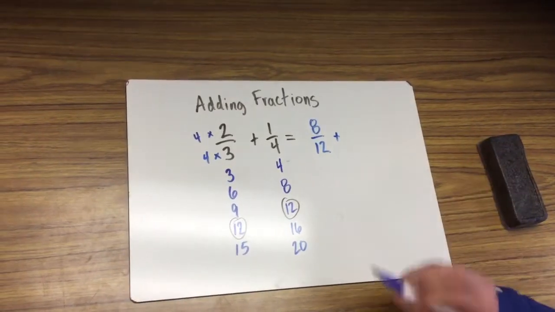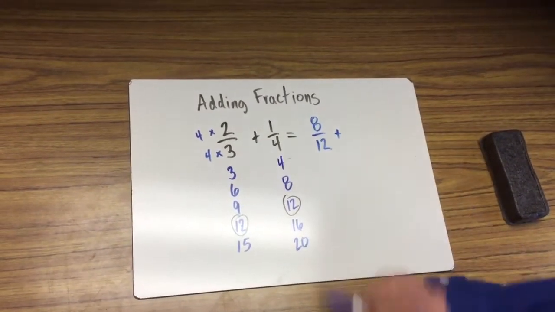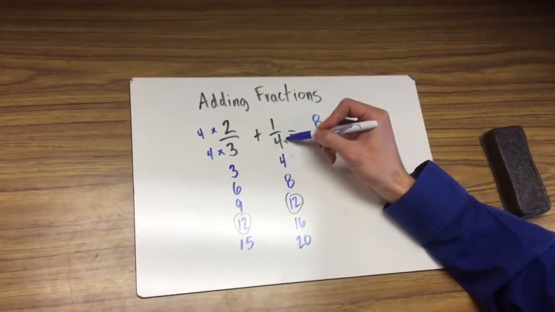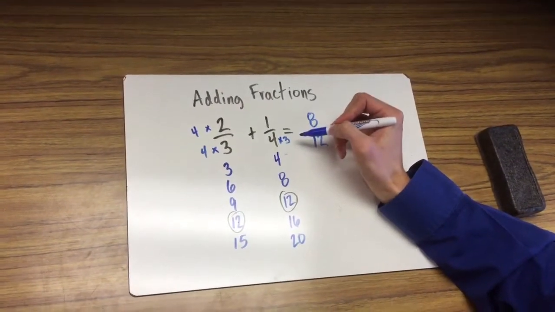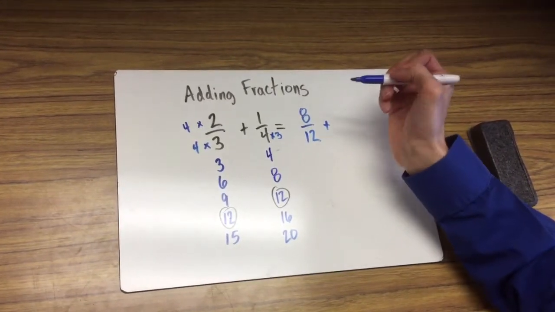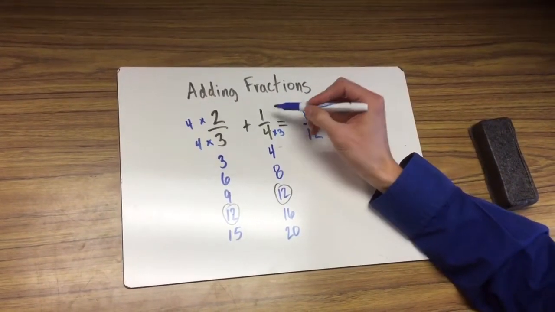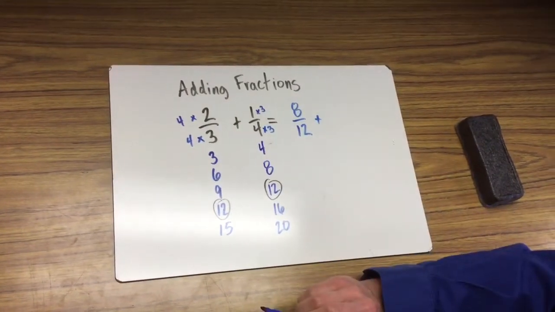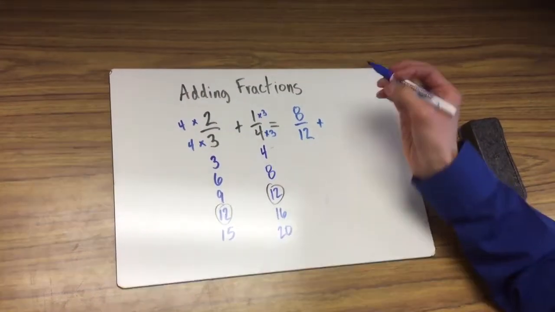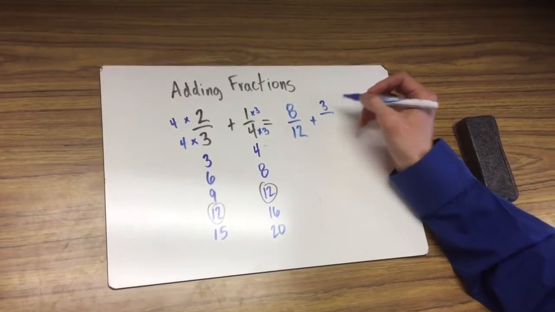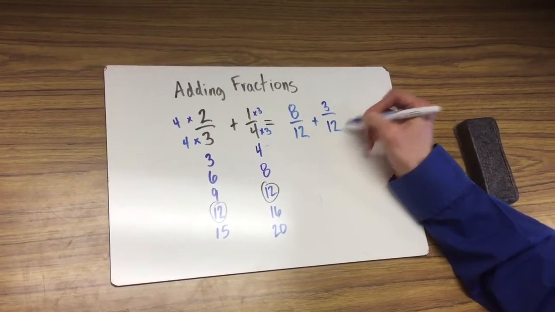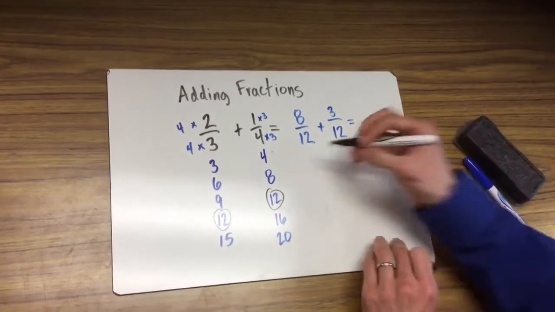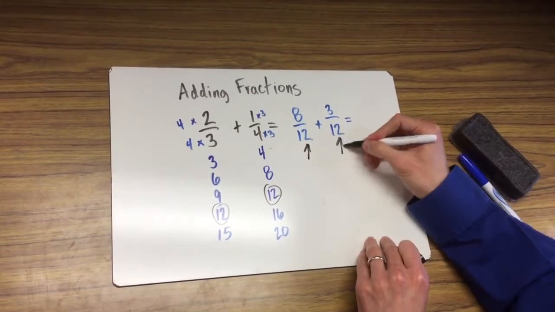Now let's do the same thing to 1/4. 1, 2, 3. We have to multiply 4 by 3 because that would give us 12, our common denominator. And what we do to the bottom, we must do to the top. So 1 times 3 is 3. 4 times 3 is 12. And look at this. We now have a common denominator.